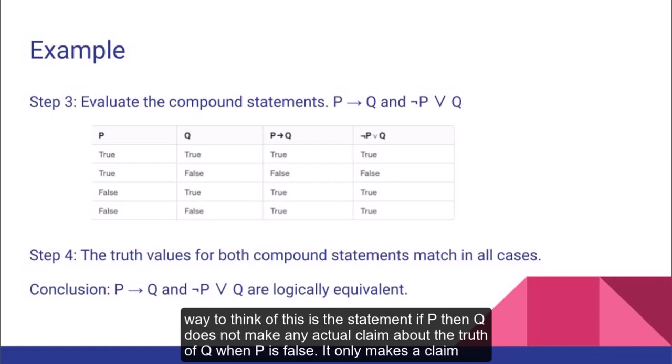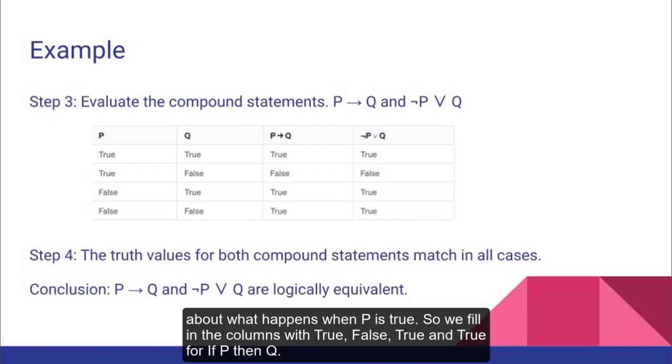Another way to think of this is the statement "if P then Q" does not make any actual claim about the truth of Q when P is false. It only makes a claim about what happens when P is true. So we fill in the columns with true, false, true, and true for "if P then Q."